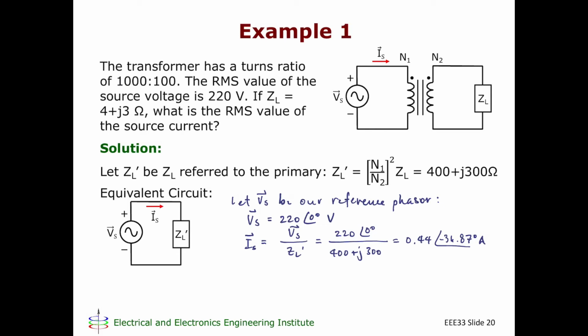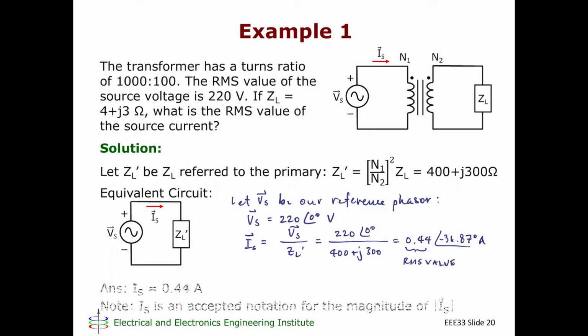So from what I know about phasors, this is my RMS value. So IS, the RMS value of the phasor I of S, is equal to 0.44. Note that this is an acceptable notation for the magnitude of this phasor, or by definition, its RMS value.